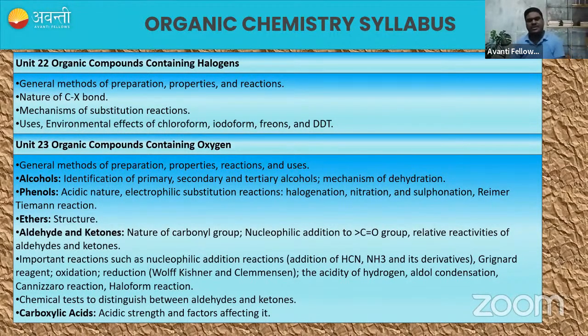Now, organic compounds containing oxygen. In this, we are going to study alcohol, phenol, and ether. So three major chapters we are going to study under this, that is organic compounds containing oxygen: alcohol, phenol, and ether.